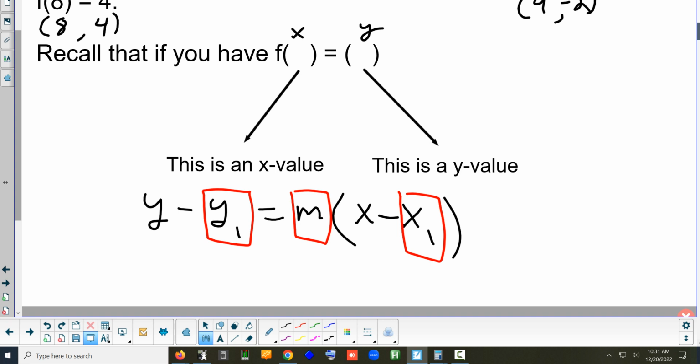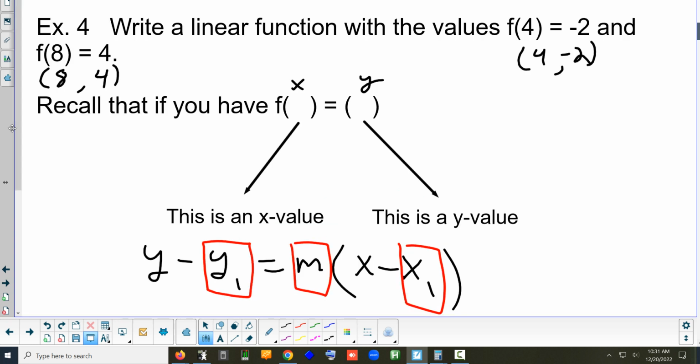The x1 and the y1 are going to come from a coordinate. You can pick either one. It doesn't matter which one you use. So, do we want to use the 8, 4 or the 4, -2? Okay. All right. So we're going to use the 8, 4 when we fill in the x1 and the y1. But we still need the slope.